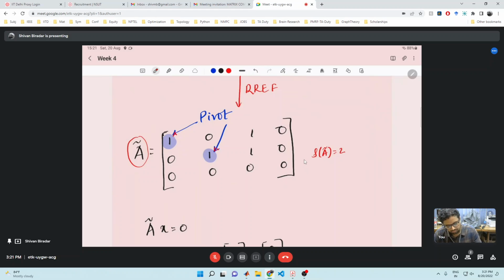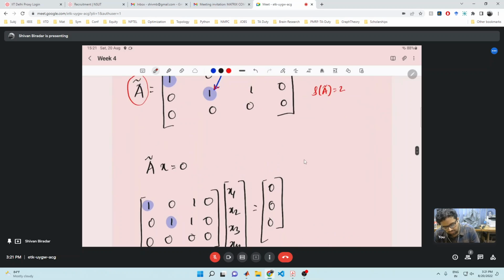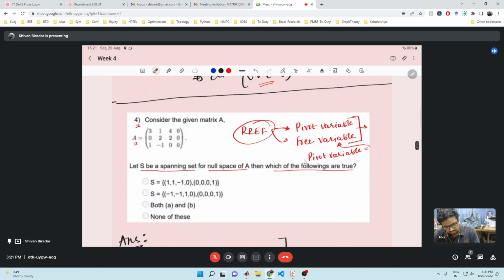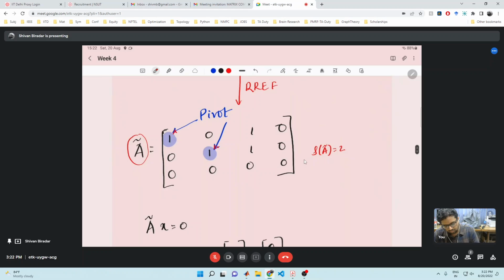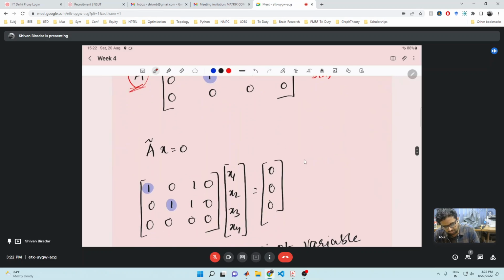These two are your pivot. And the question says that this is the spanning set of... So you have to find which of these is the spanning set of the null space of A. So once you get this matrix, you calculate the null space of this.